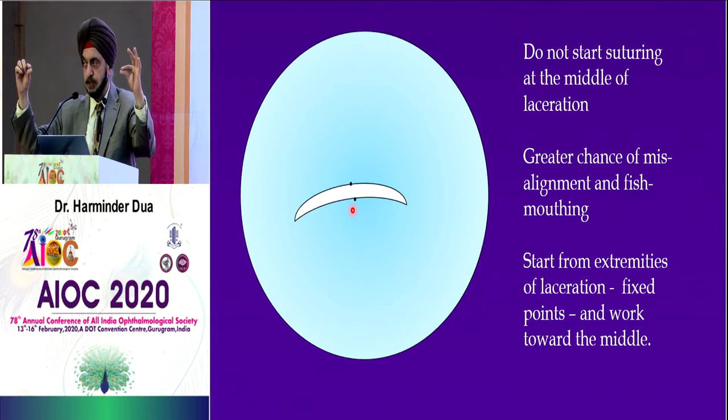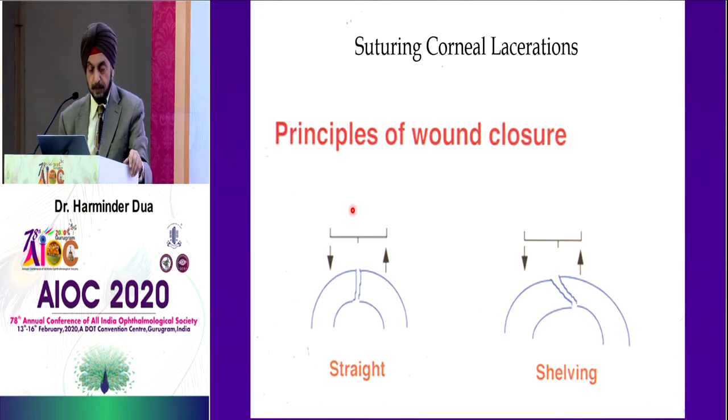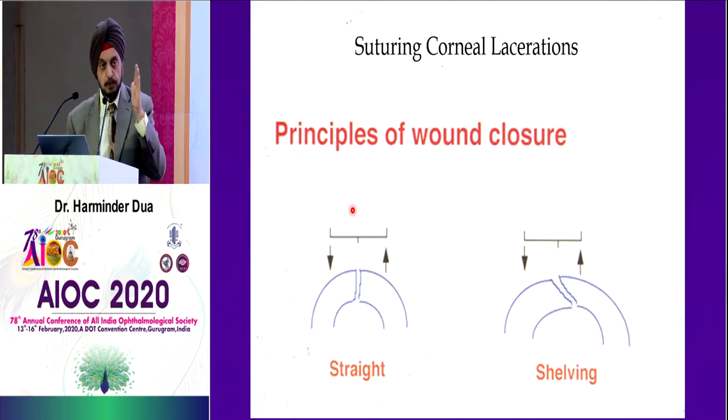When you stitch that, then the fixed points are moved internally. Then when you put another suture next to that, they're moved, and that way the whole wound falls into place. So it is good to start here and here, and then move your way in. Now, look at the profile of the wound.